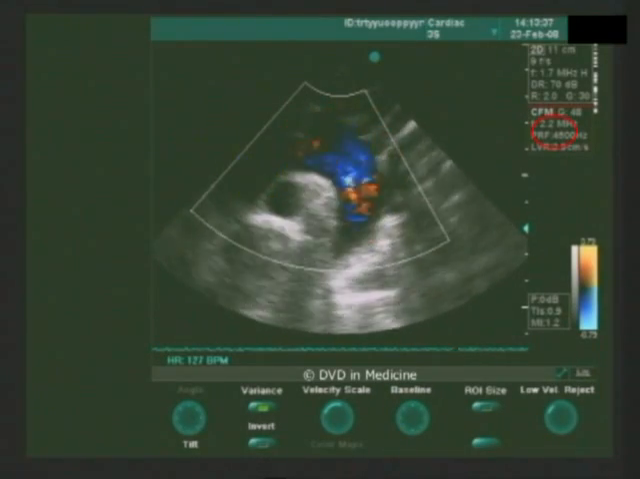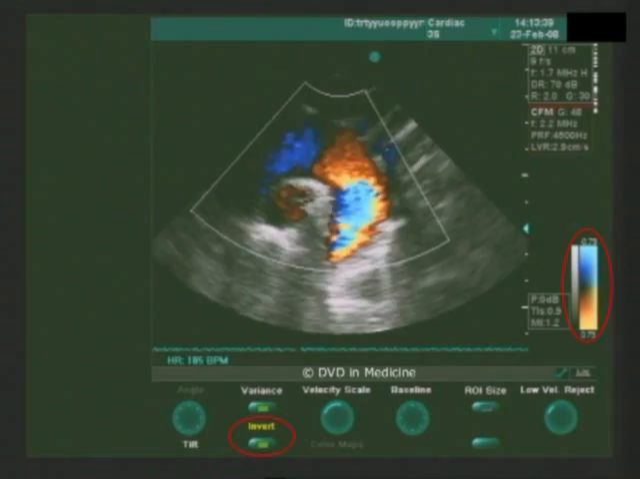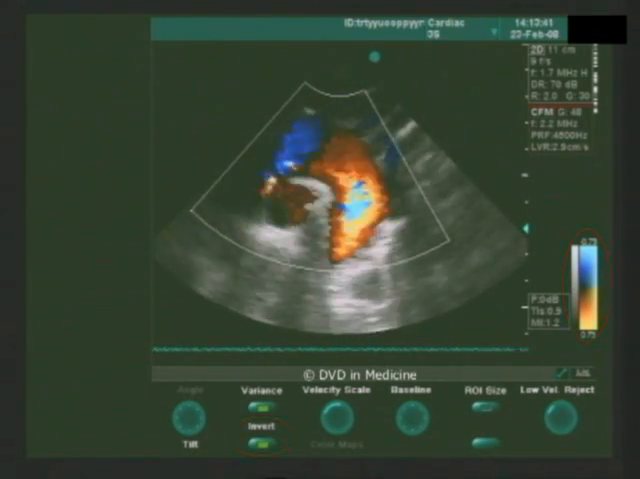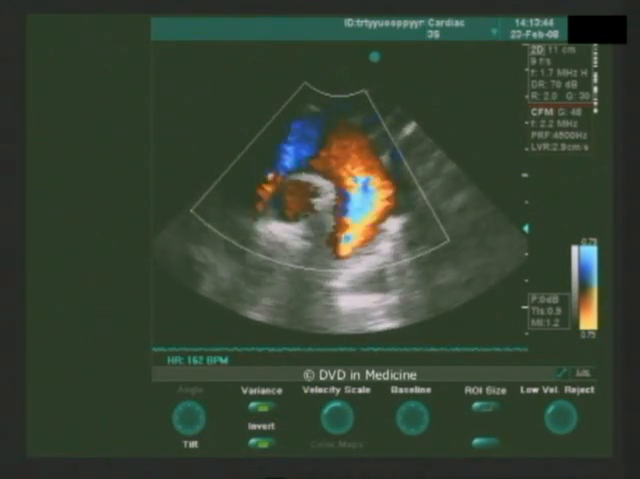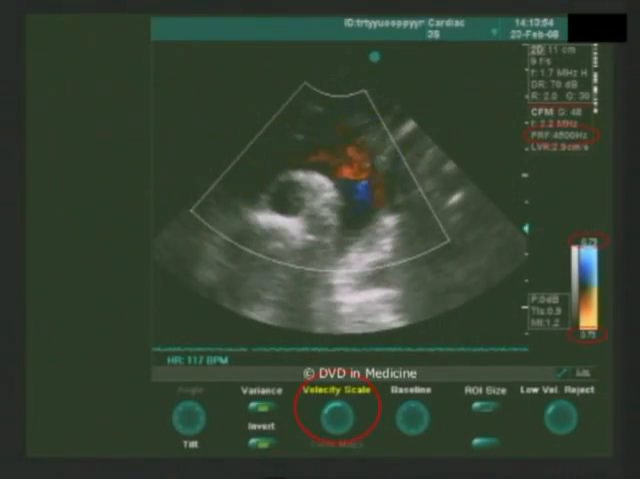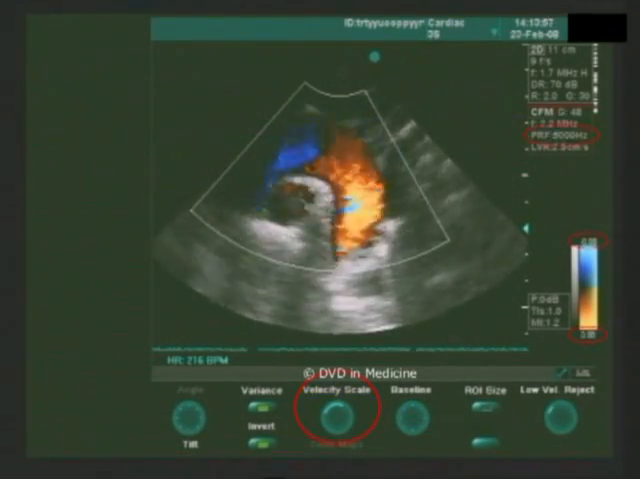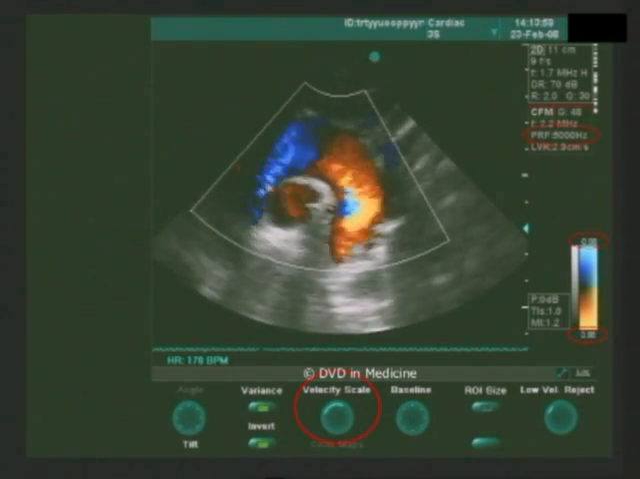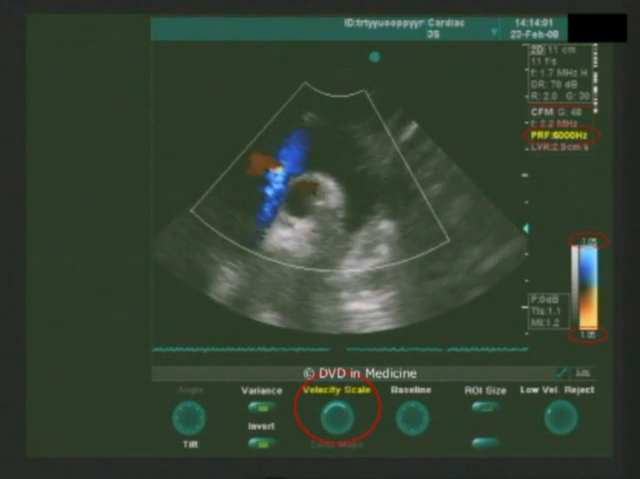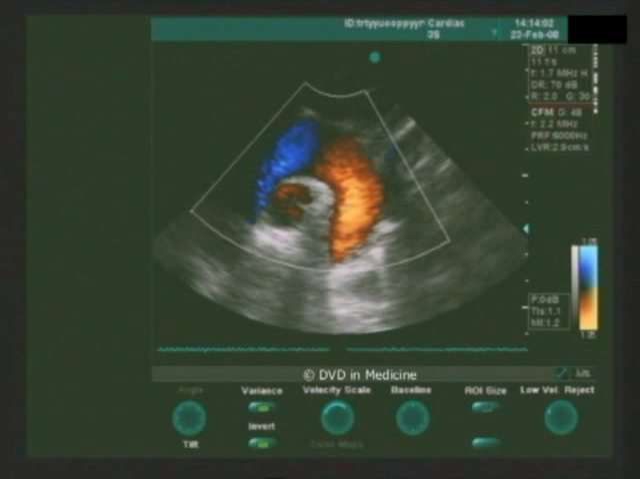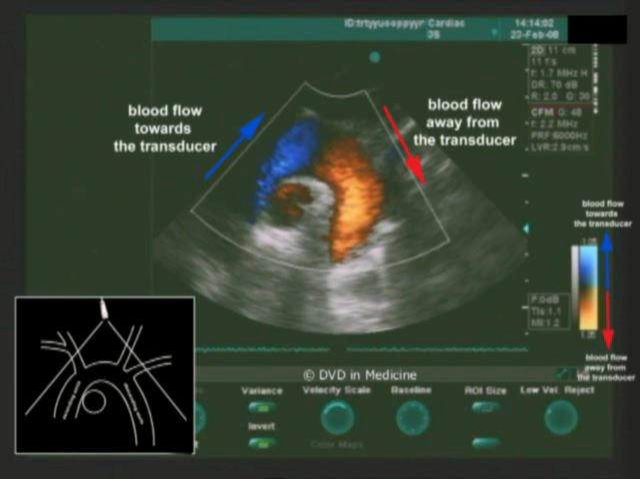By turning on the color invert function, one can change the color scale. In this particular example, after increasing the color scale limit, we also increase the pulse repetition frequency. As a result, the color mosaic or aliasing is removed. After activating the color invert function, the blood flowing towards the transducer will be blue and the blood flowing away from the transducer will be red.